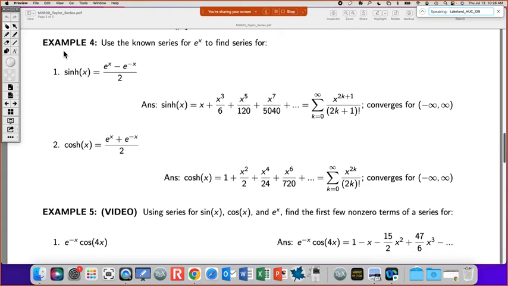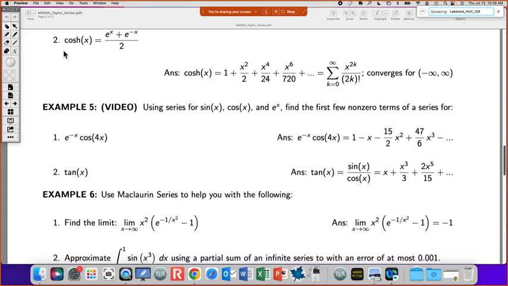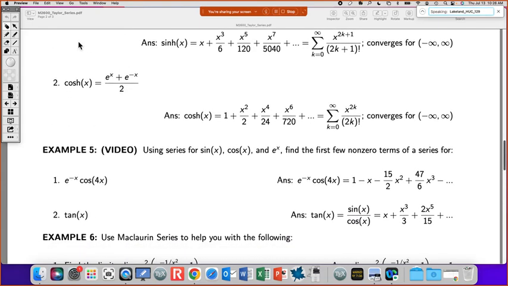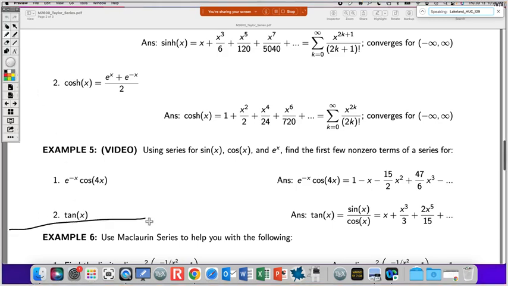So we'll do example 4, and then example 5 is the video. And then we'll stop there. So this is where we'll stop. We'll pick up with example 6 on Monday. Okay.